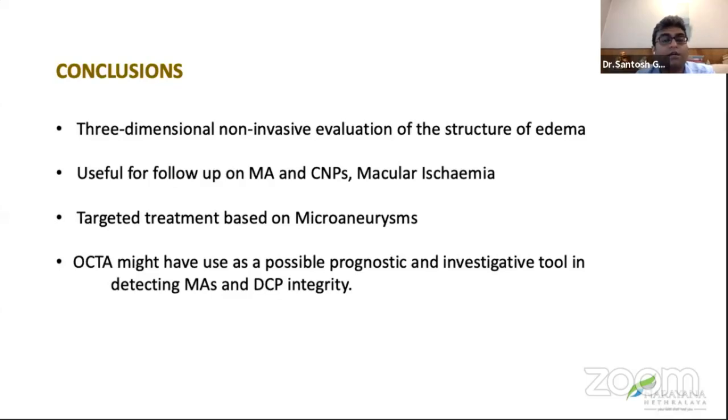So to conclude, OCTA really helps in prognosticating the macular edema, and in checking out the microaneurysms and non-perfusion areas. It could be a really helpful tool as an investigative modality, as well as for prognosis and academic interest as such. Thank you. Thanks for the opportunity.